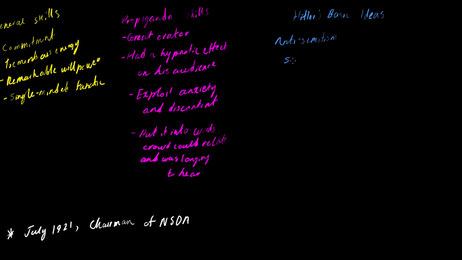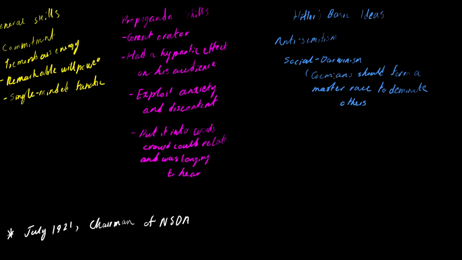Social Darwinism was basically the survival of the fittest. Germans should form a master race to dominate others, other races. You can see Nazism is filled with racism and all that sort of stuff to dominate others. So social Darwinism is the idea Germans should form a master race.